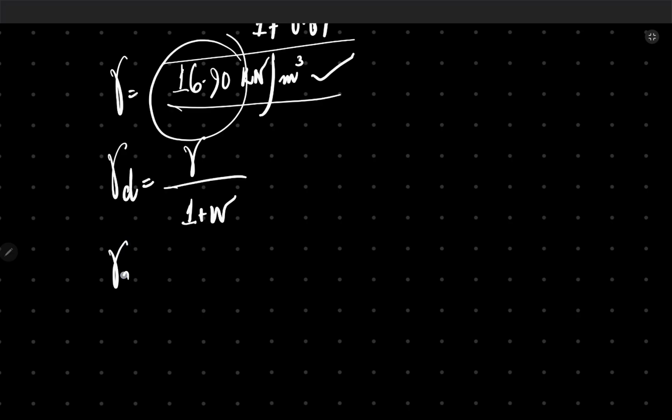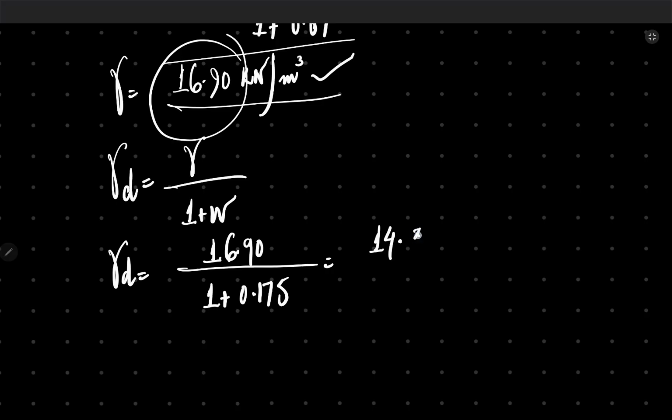So the dry unit weight is bulk unit weight or the total unit weight, which is 16.90 kilonewton per cubic meter divided by 1 plus water content, that is 17.5%, as already given in the data. So by calculations, dry unit weight is equal to 14.38 kilonewton per cubic meter.